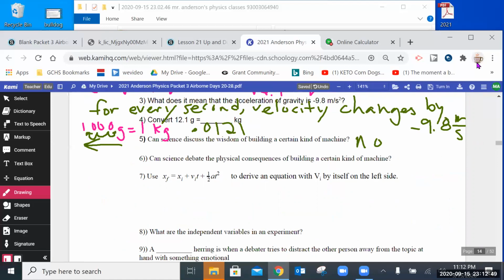Number 6, can science debate the physical consequences of building a certain kind of machine? Yes, it can. It can say, if you build this machine, then it's going to produce this much pollution, it's going to use this much energy, it's going to create this much heat, it's going to move this fast, etc., etc. But it cannot say whether or not that is a wise decision.